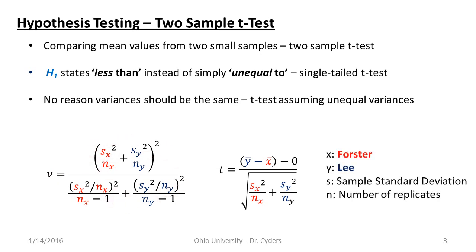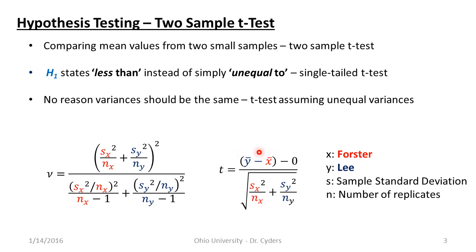Here, the standard deviation S is the sample standard deviation from each one, respectively, Forster and Lee, and N is the number of replicates. So if I made 7 or 8 cases with Lee and 10 cases with Forster, then I would put in 10 for the Forster number and 7 here for the Lee number. And so you just plug and chug, calculate your new value. One thing to note, nu is always rounded down to the nearest integer. In other words, if you get 24.2, that's 24. If you get 24.9, that's 24. Nu is the next lowest integer, in other words, counting number.